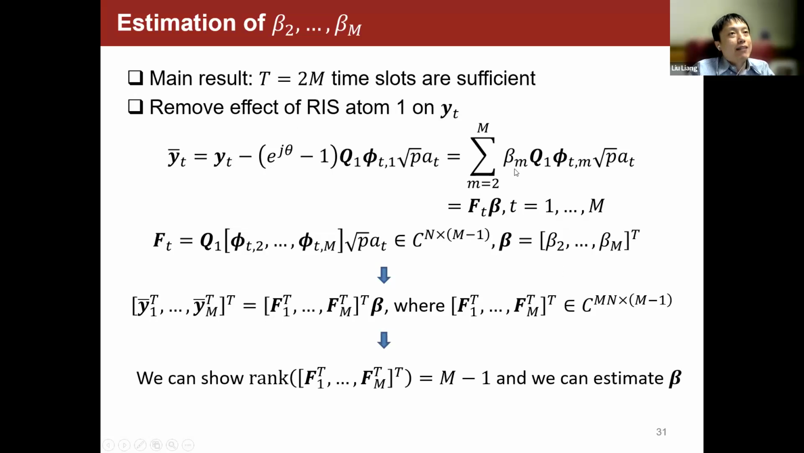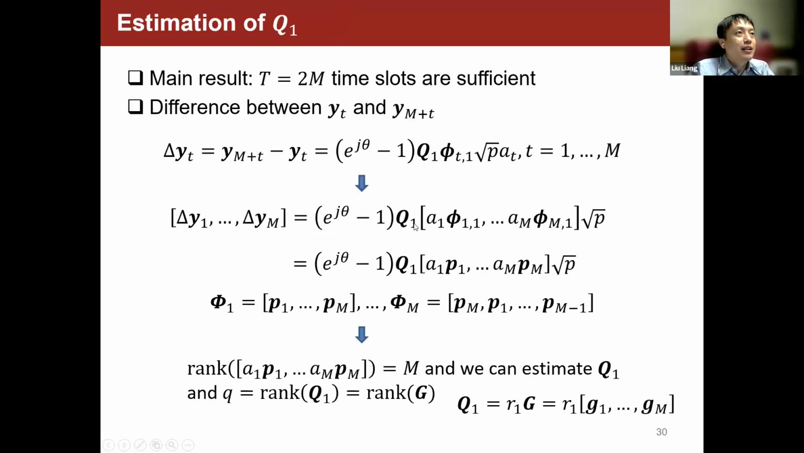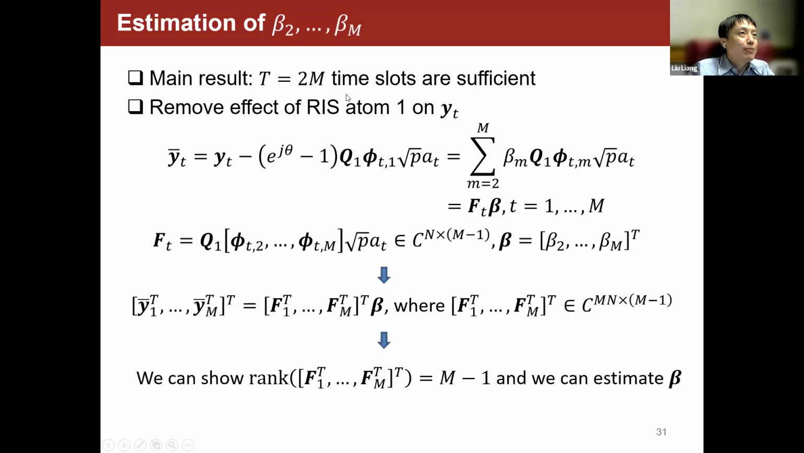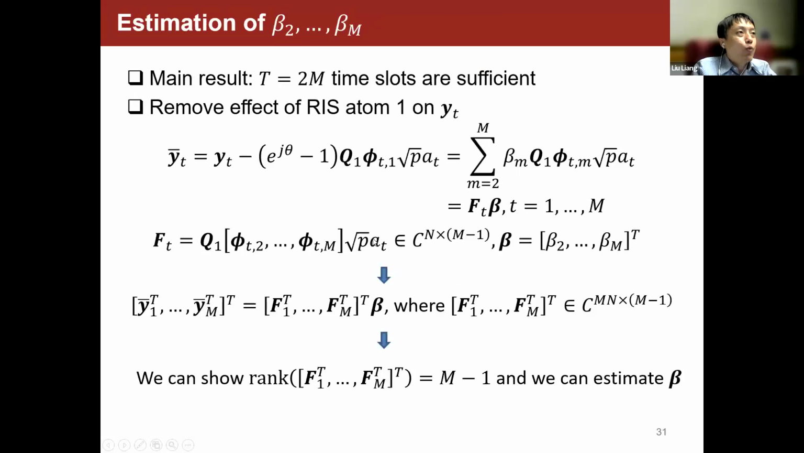So this completes everything. With 2m time slots, I can first estimate Q1 based on this approach, right? And then I can estimate beta m based on these equations. So if you give me 2m time slots, I can estimate Q1 and beta m, all these unknowns. So this is the case when we have one single antenna user.